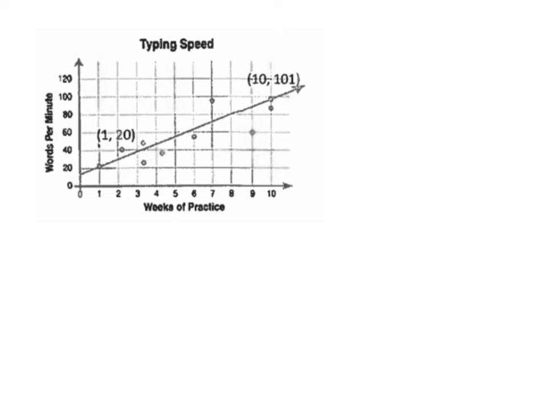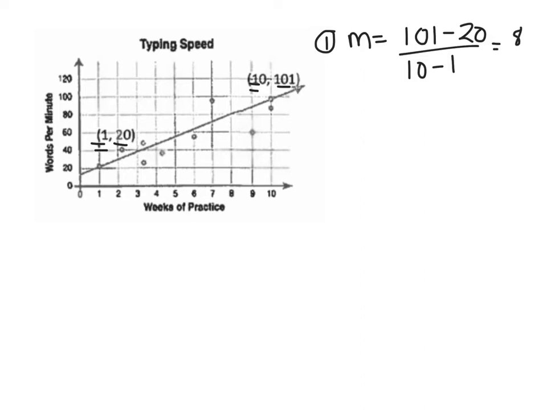So we're given the typing speed based off of the number of weeks that are practiced. What we need to do first is find the slope. To find the slope, we do y2 minus y1, so 101 minus 20, divided by x2 minus x1, subtract the x coordinates, 10 minus 1. That gives us 81 divided by 9, which gives us that our slope is 9.